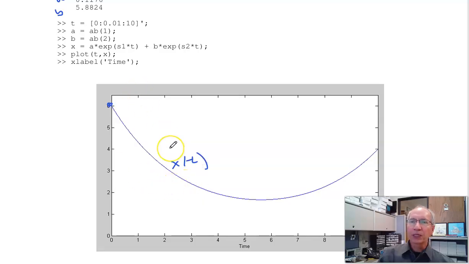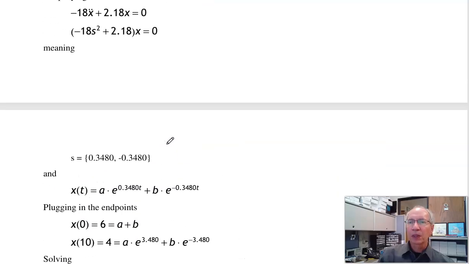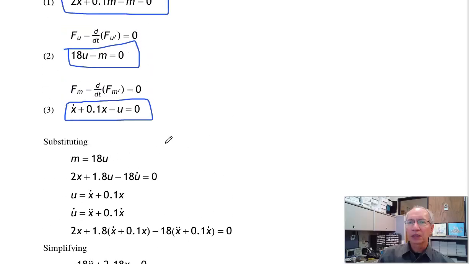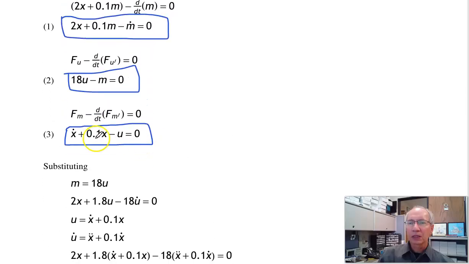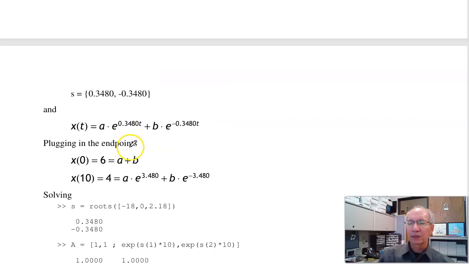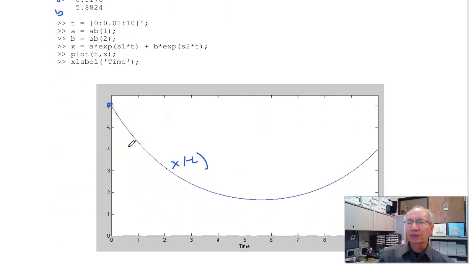If I want to know what the input is, I could solve that. Once I know x of t, I guess from here, x dot plus 0.1x is u. That'll tell me u of t. But here's the optimal path.